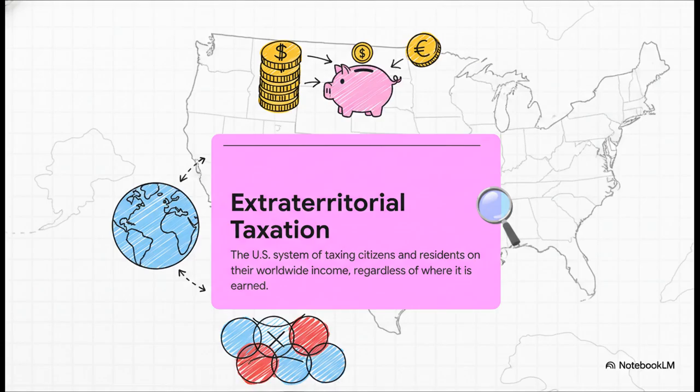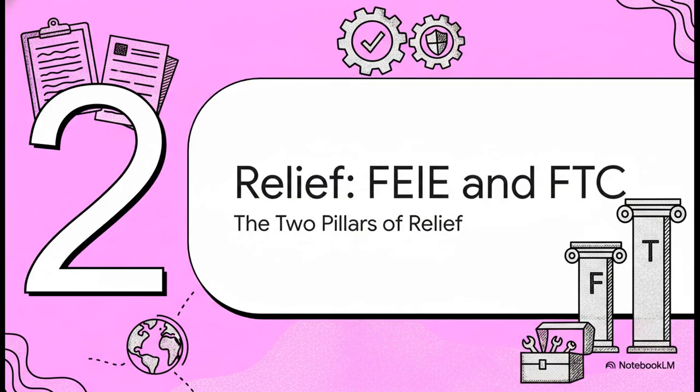Nope. The U.S. has what's called extraterritorial taxation. It means that as a U.S. citizen, it doesn't matter where in the world you earn your money. Uncle Sam wants his cut. And this, right here, creates the immediate risk of double taxation. You're getting taxed by your host country and by the United States on the very same income. Ouch.